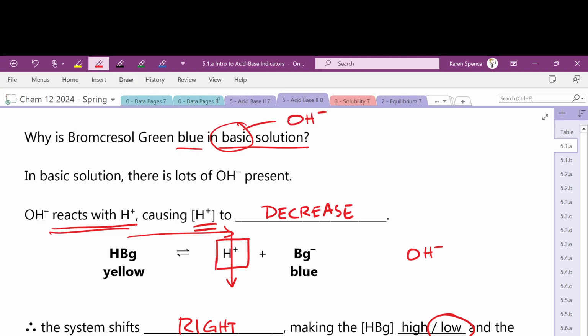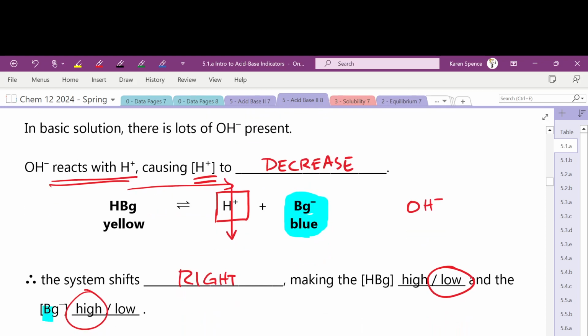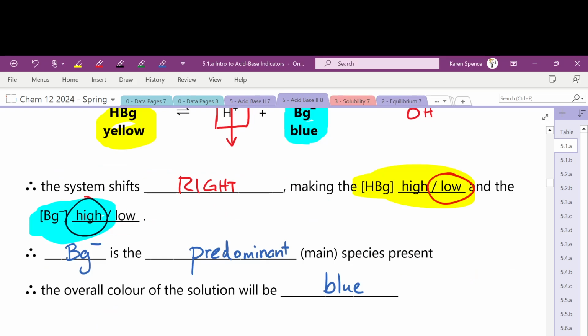I'm going to color code again here just for completion's sake. So we have lots of the BG minus and not very much of the HBG. Therefore, who is the main species? BG minus is the main species. What is the word meaning main? Predominant. And therefore, the overall color of the solution will be blue. Excellent.